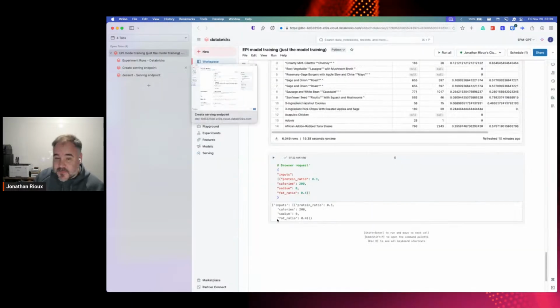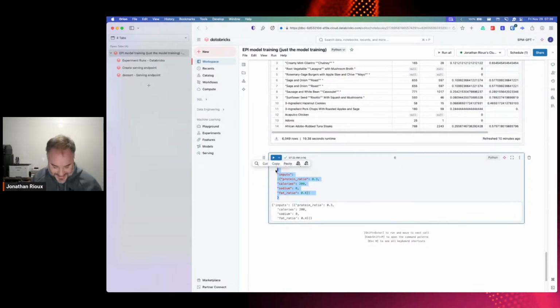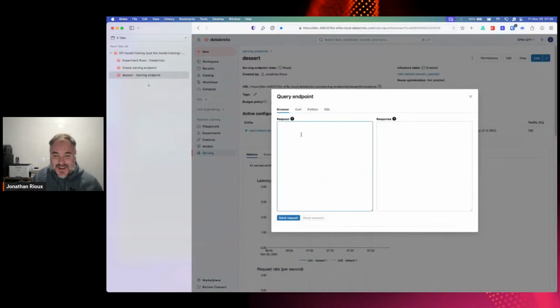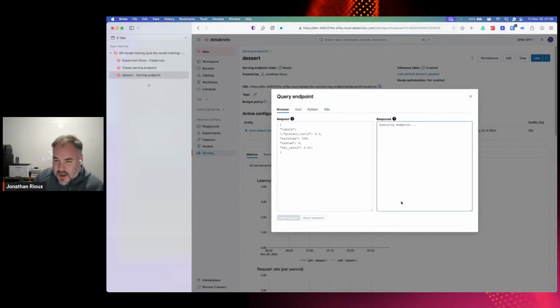So I'm going to cheat. I have a request that I can do. So for today, 30% protein, 200 calories, 0 sodium, and 40% fat. Is it a dessert? I'm going to go to my query endpoint. It's going to take a little bit of time because I think I have to de-cold start my endpoint, but we're going to get to the bottom of it.